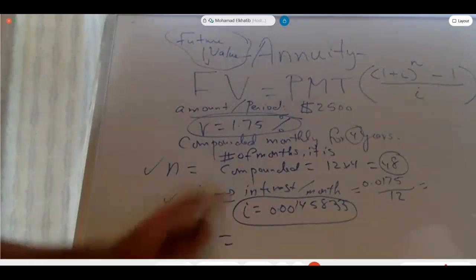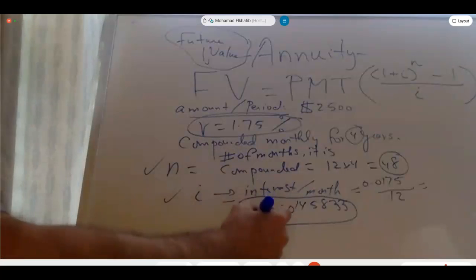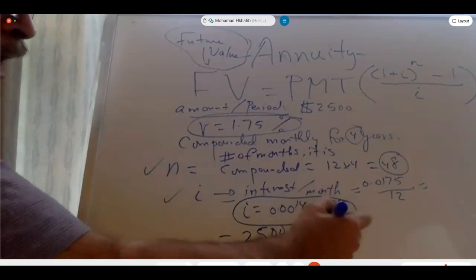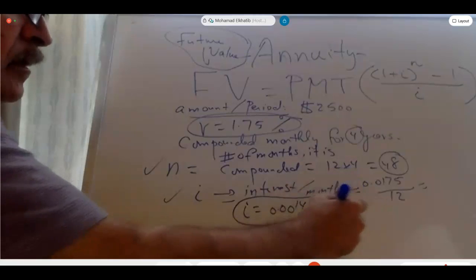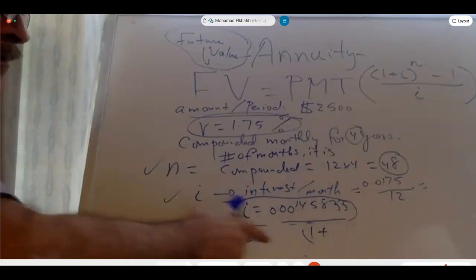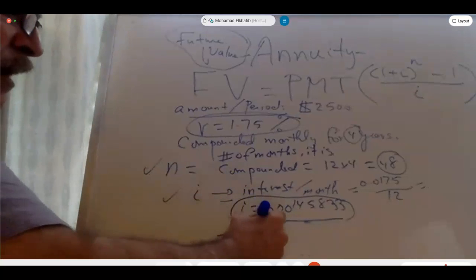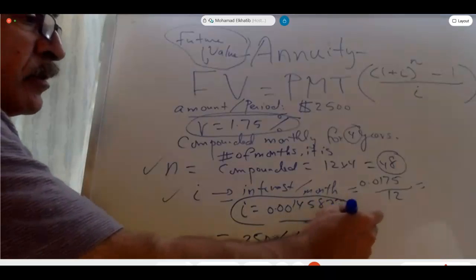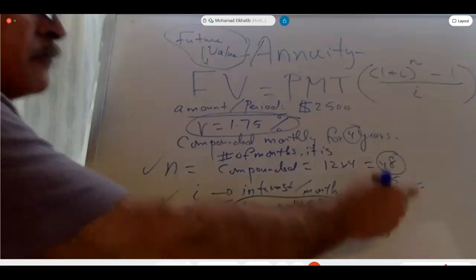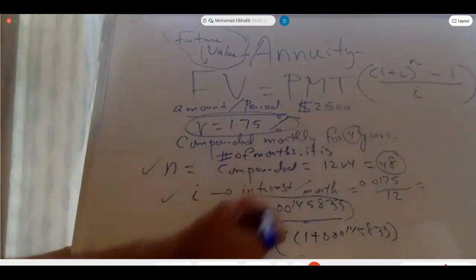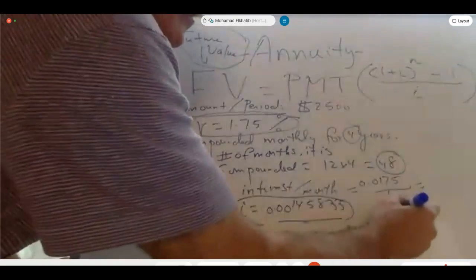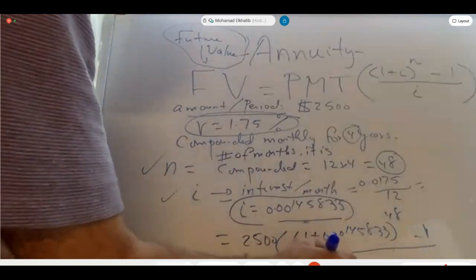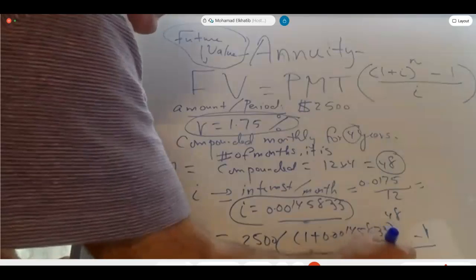So the payment per period, what is it? 2,500. Times 1 plus I. How much is I? 0.00145833. Raised to what power? N, which is 48, minus 1, over I, which is 0.00145833.